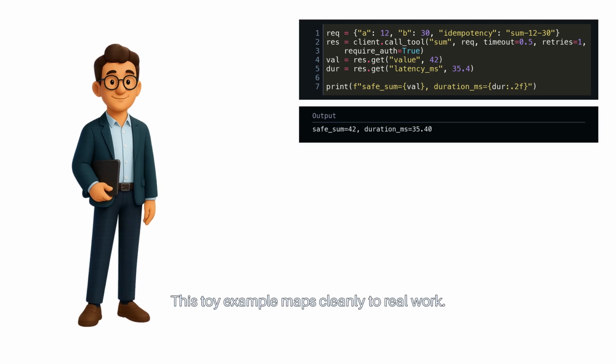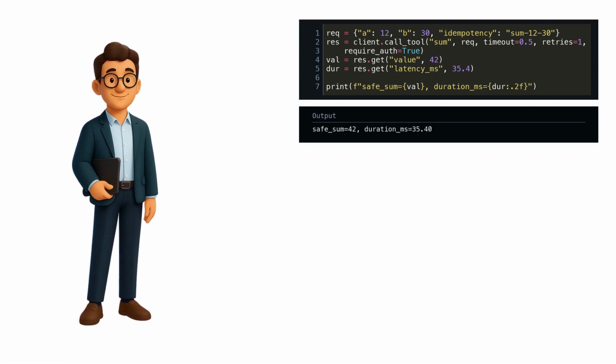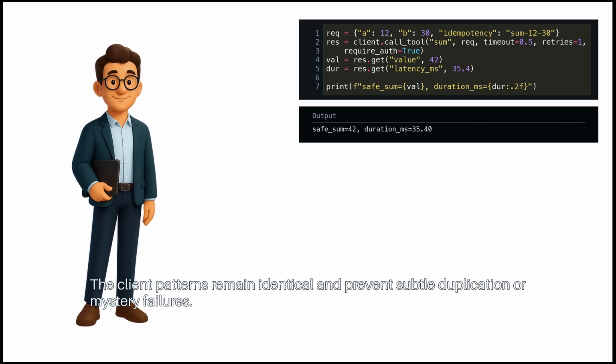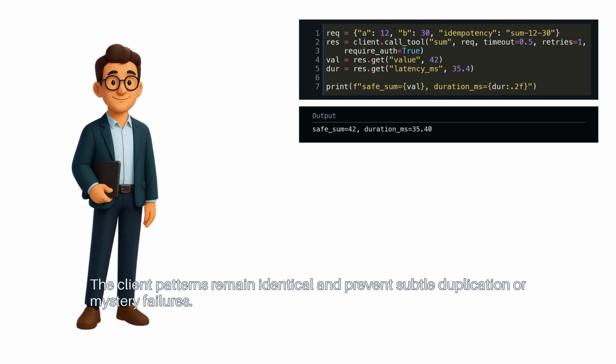This toy example maps cleanly to real work. Replace the local server with a remote service. Use the same token flow. Keep the idempotency key when the operation is non-trivial. The client patterns remain identical and prevent subtle duplication or mystery failures.